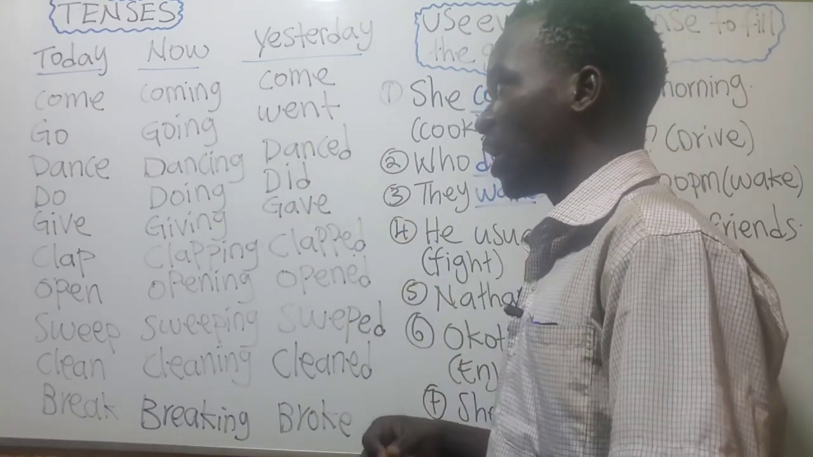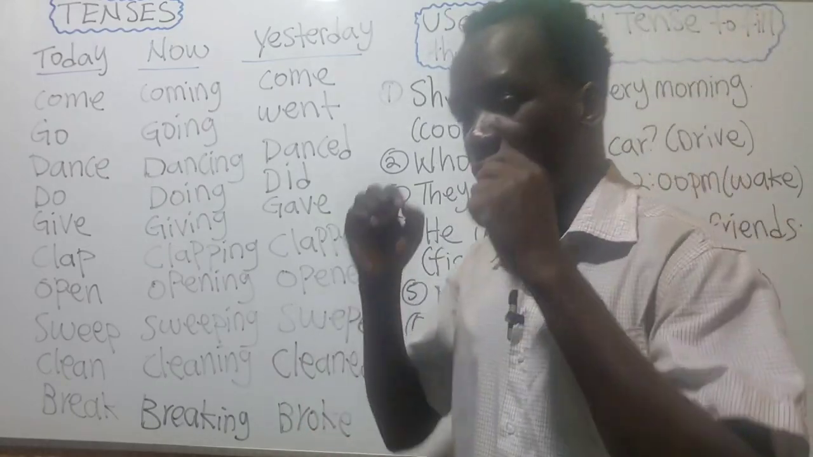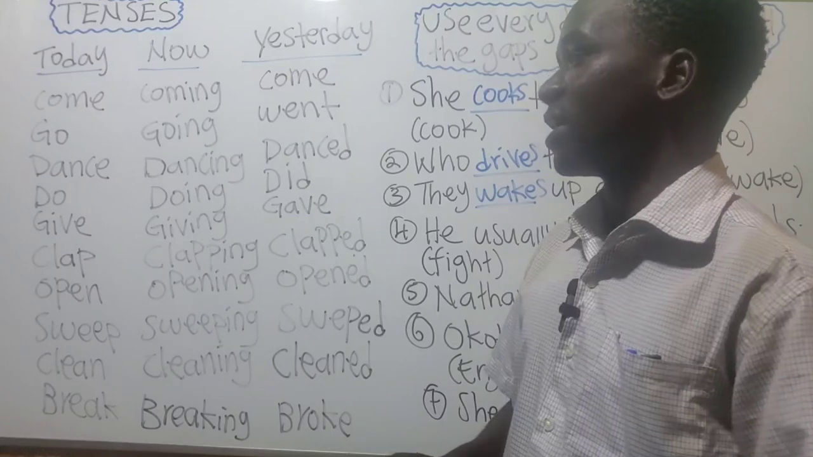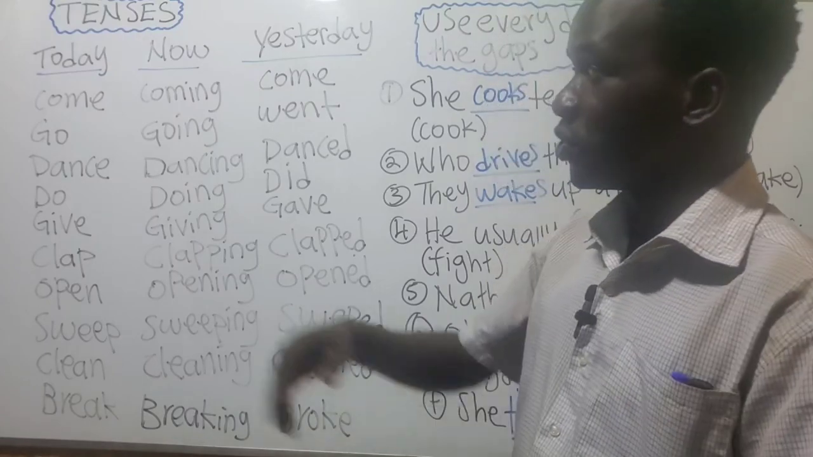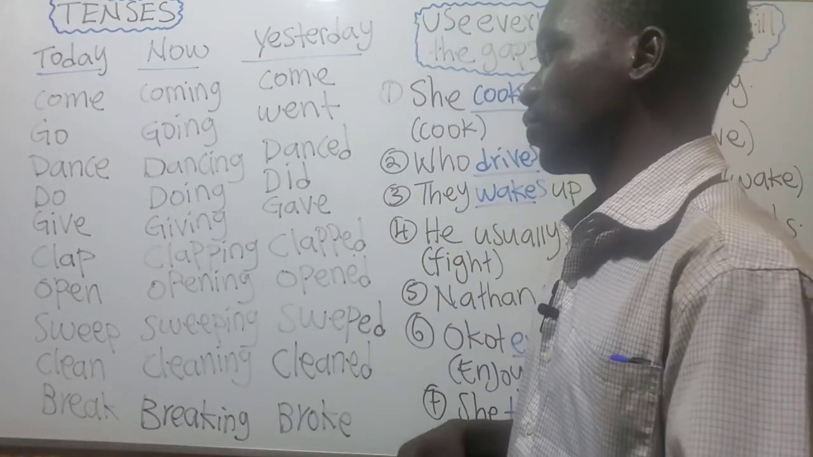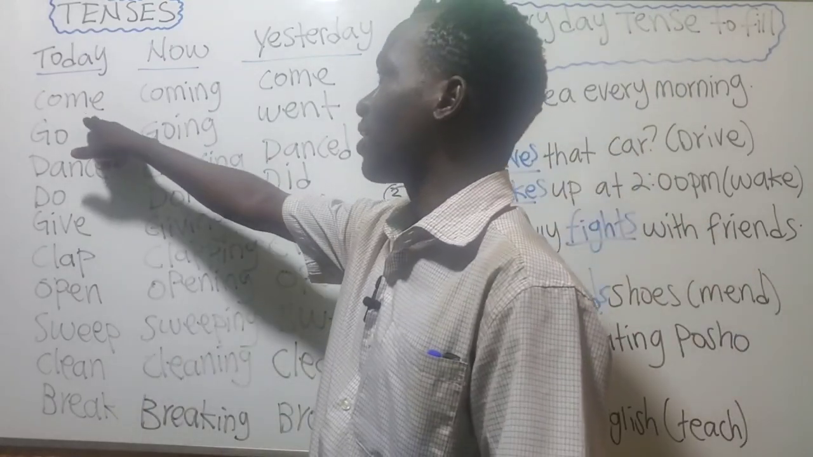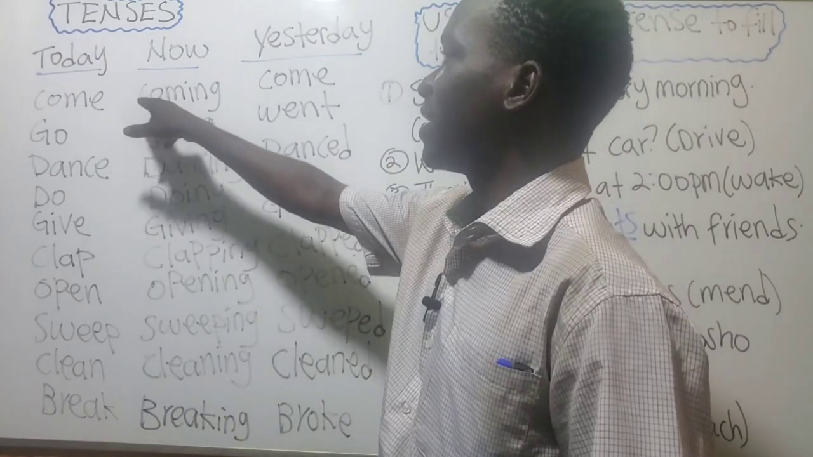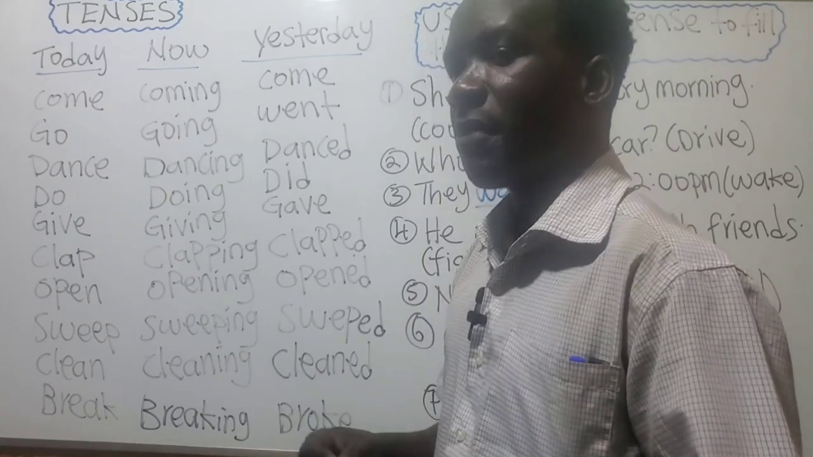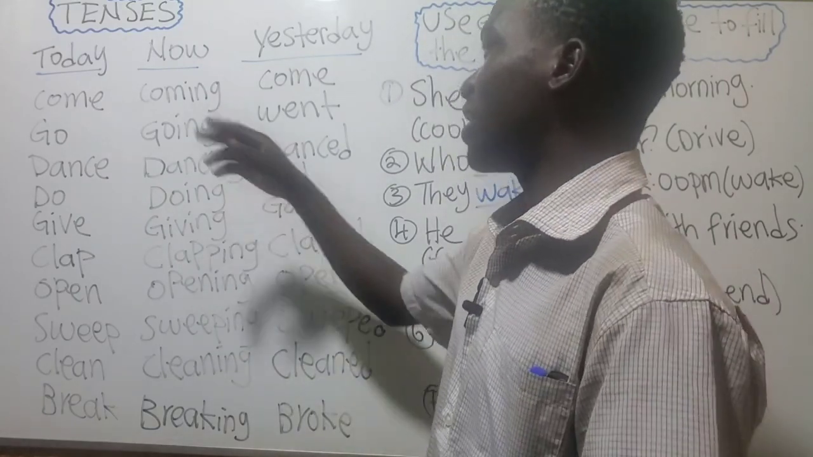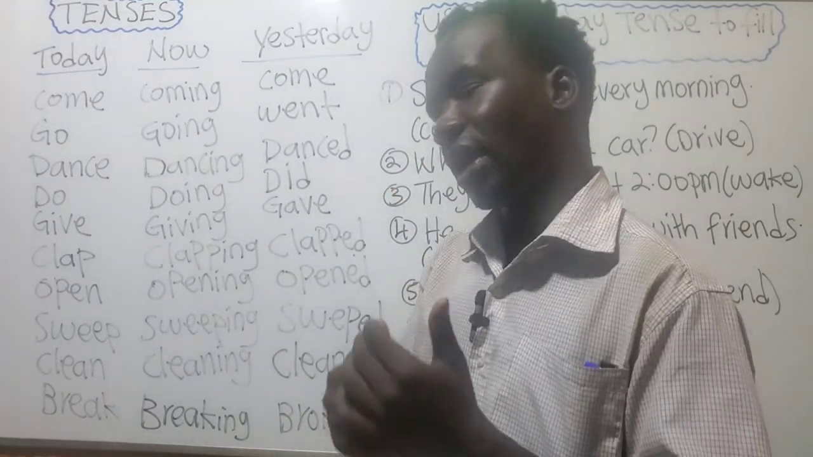The use of ing at the end of a word means that something is going on right now, okay? We shall look into them all together. Today, I got some specific words, not all words, okay? We have come, and come is for today. Coming is now. I am coming now. We are coming now. You add ing, meaning that you are in the act. Things are going on right now.